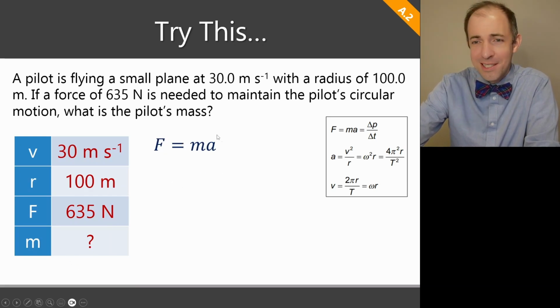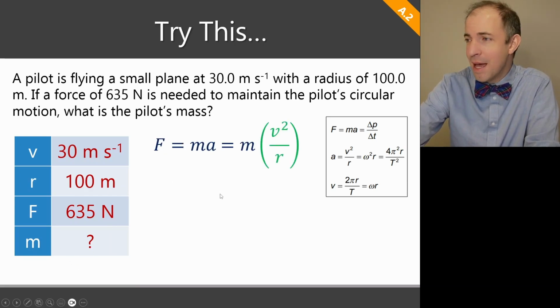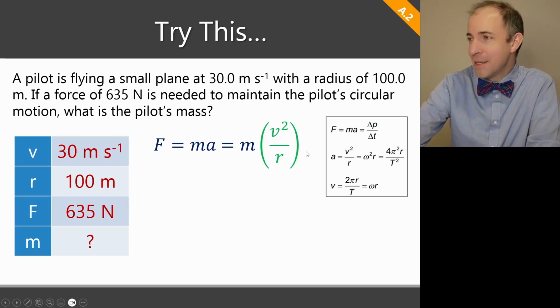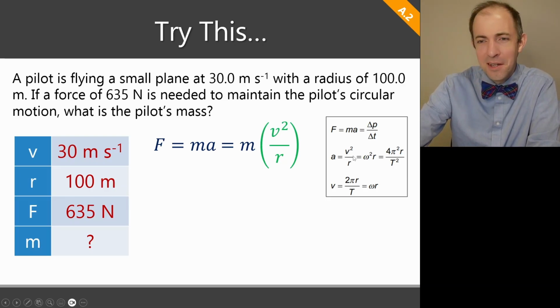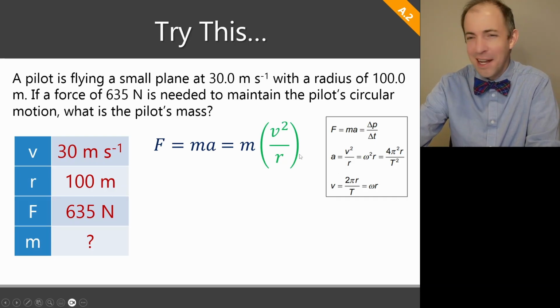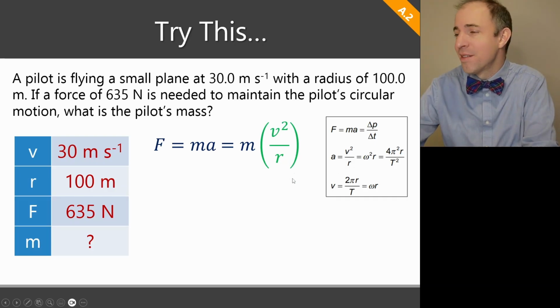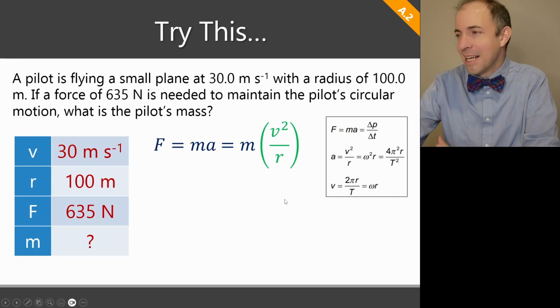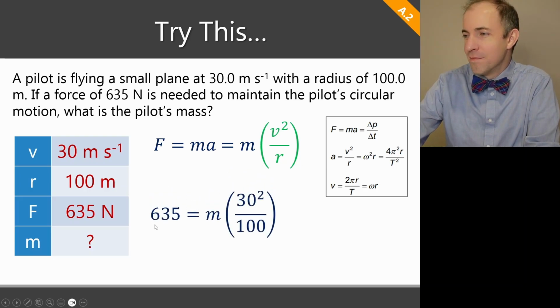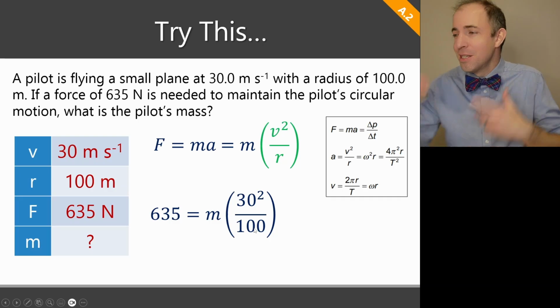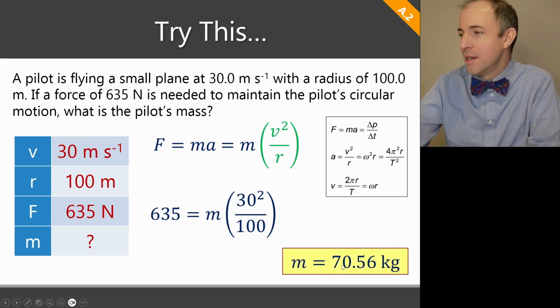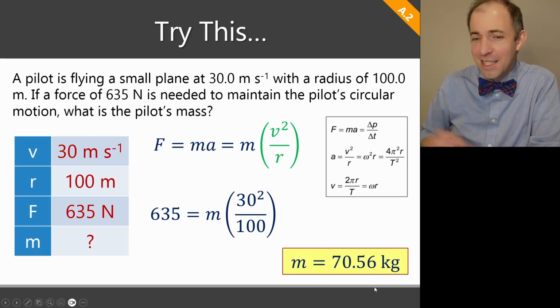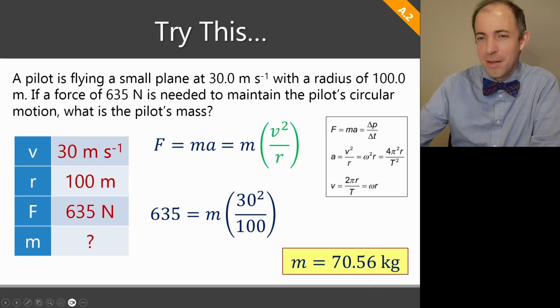The only equation that's going to have mass for me is F equals ma, or in this case, F is equal to m times what acceleration is, v squared over r. You'll see a lot of times we'll just plug it in to begin with instead of calculating a separately. And I can plug that in. 435 is equal to the mass times whatever the acceleration is, 30 squared over 100. That will find a mass of 70.56 kilograms.